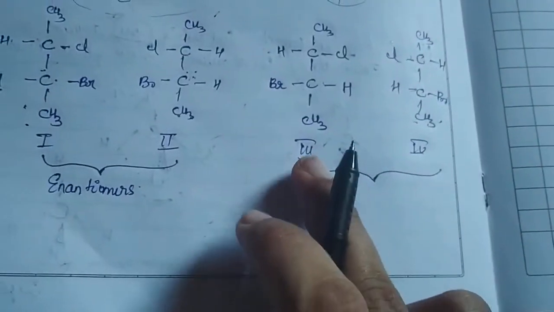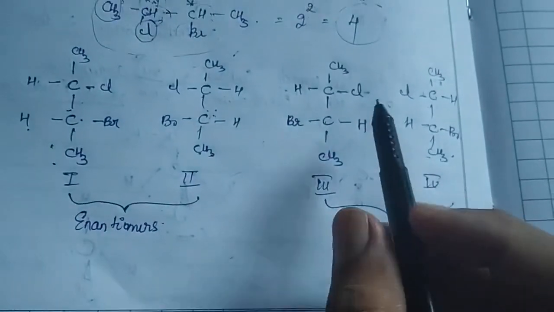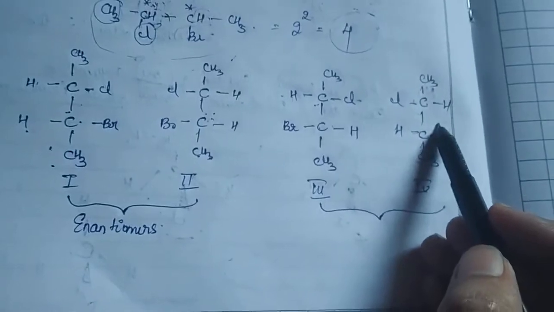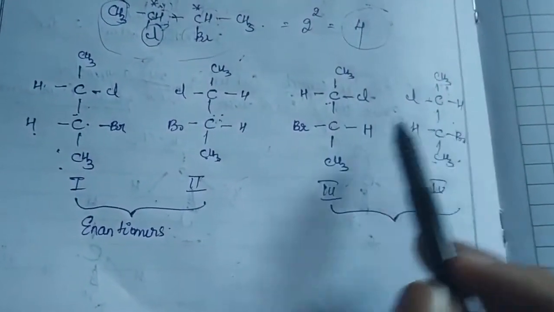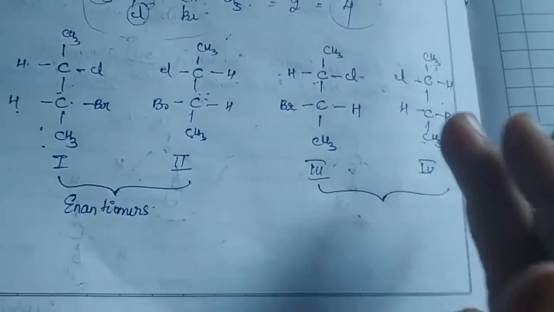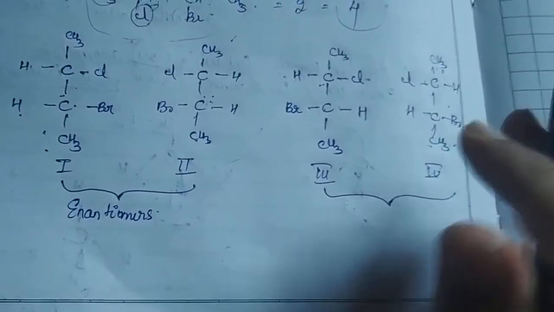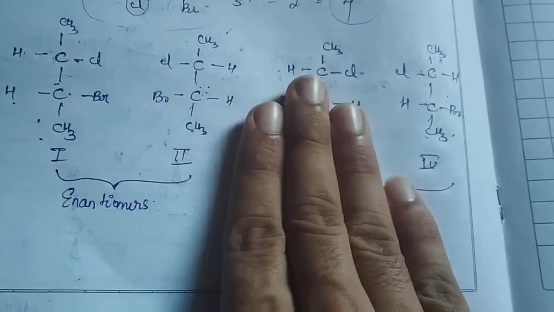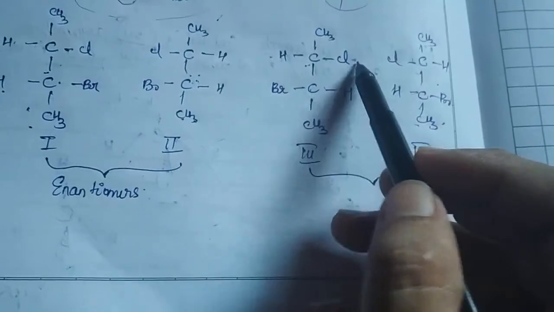Similarly, what can you say with respect to the third and fourth structures? They are mirror images, optically active, and also non-superimposable mirror images. If you place one structure on the other, what happens? They will not coincide.